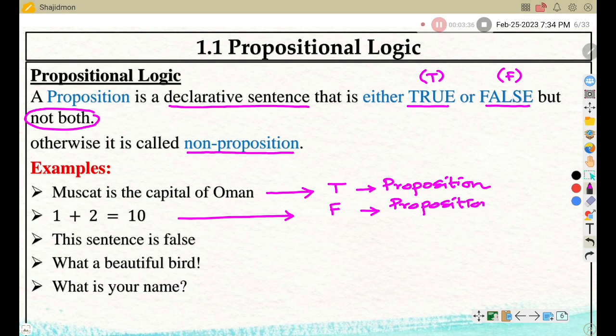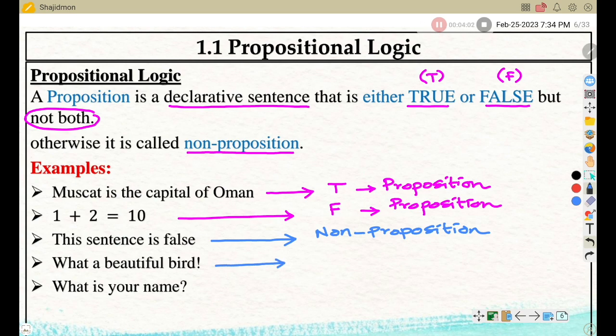Either true or false. Now the third one: this sentence is false. We don't have correct information to say true or false. It is just a paradox, so we cannot say anything about that one. We can say it is a non-proposition.